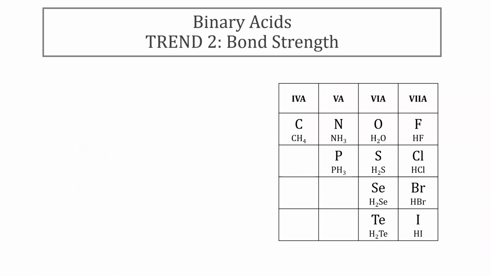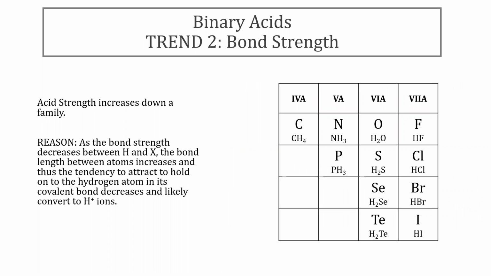Acid strength increases down a family because as the bond strength decreases between H and X, the bond length between atoms increases, and thus the tendency to hold on to the hydrogen atom in its covalent bond decreases and it is likely to convert to H+ ions.